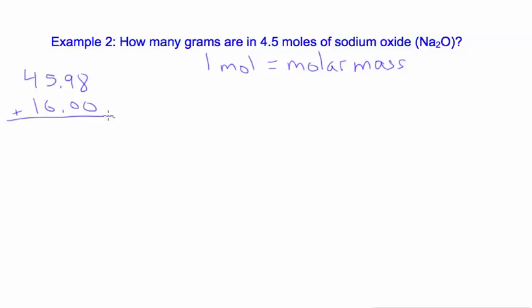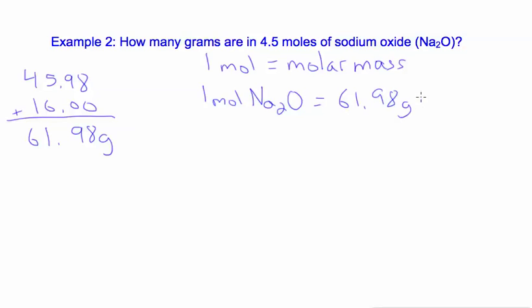You'll find that the more you do these, the more masses you just know off the top of your head. So 1 mole of sodium oxide equals 61.98 grams of sodium oxide. And now we're just doing dimensional analysis. We start by writing down what we know, 4.5 moles sodium oxide. We're going to multiply by a conversion factor.